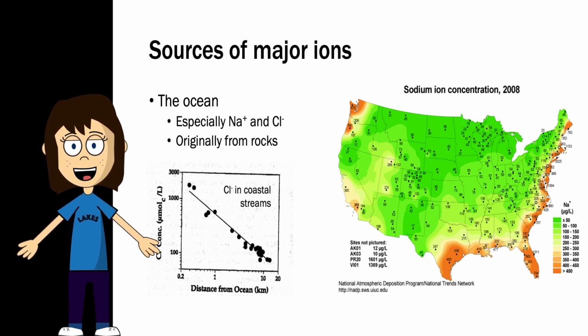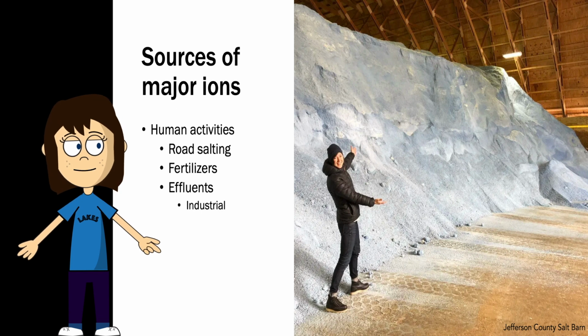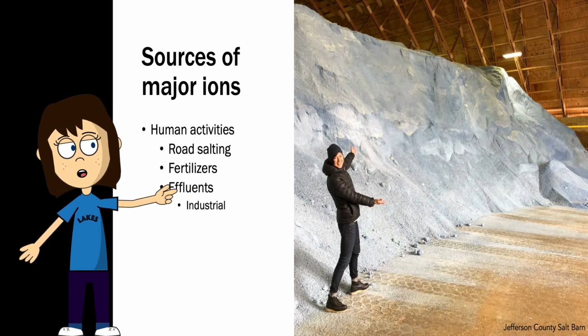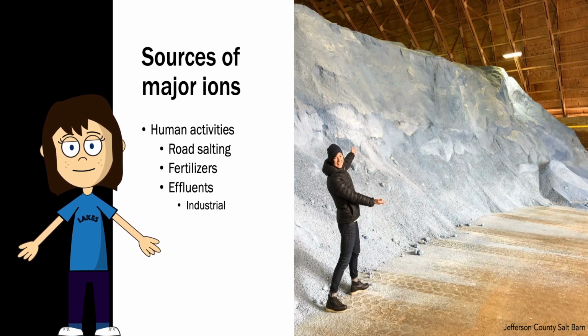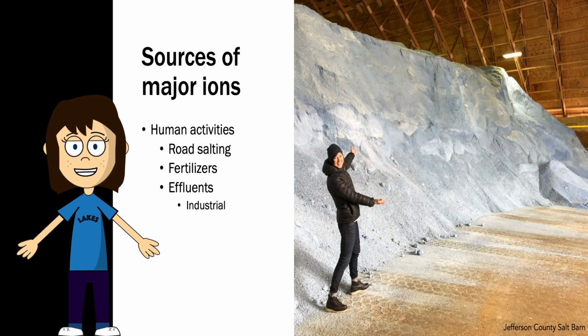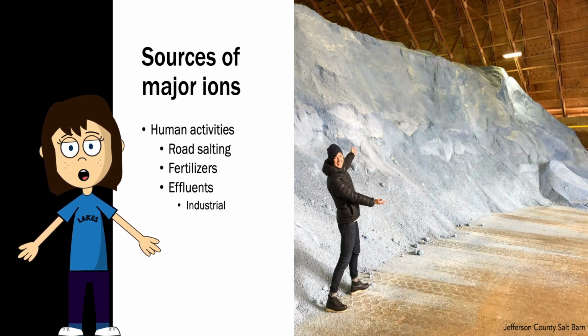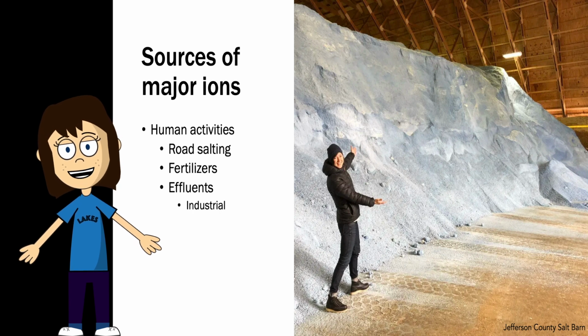Other sources of major ions stem from human activities, and these include road salting, fertilizer application, and effluents that are discharged to surface water. And it's interesting to make the connection that just like ions in the ocean, ions that come from human activities are ultimately derived from rocks. So we still have geology to thank for major ions in lakes.